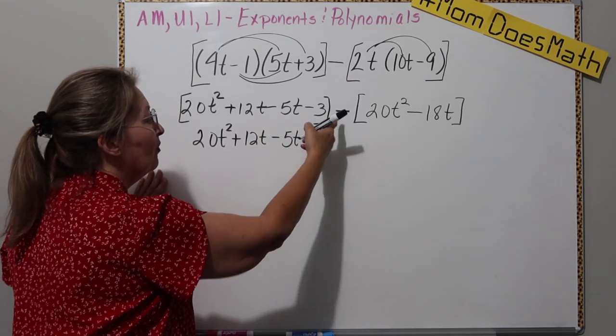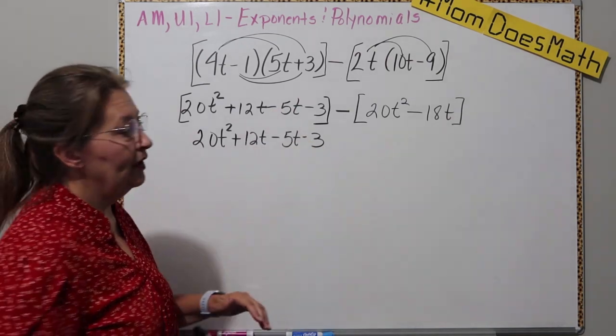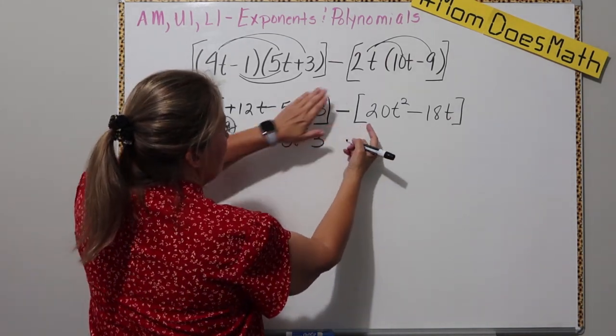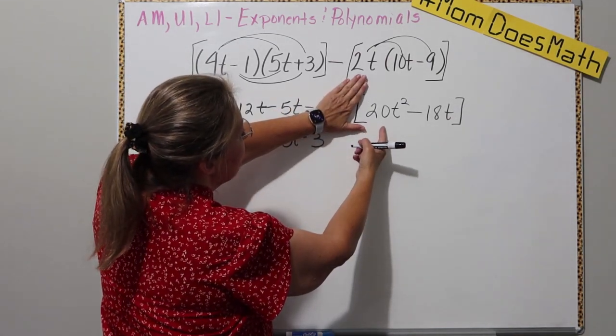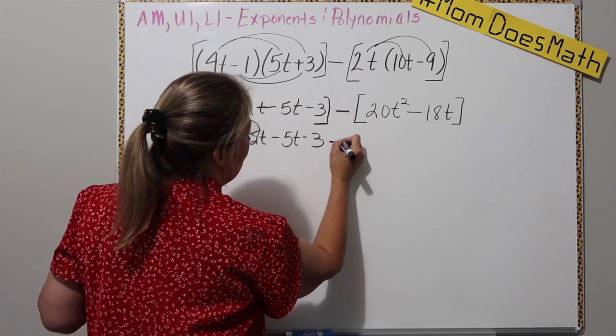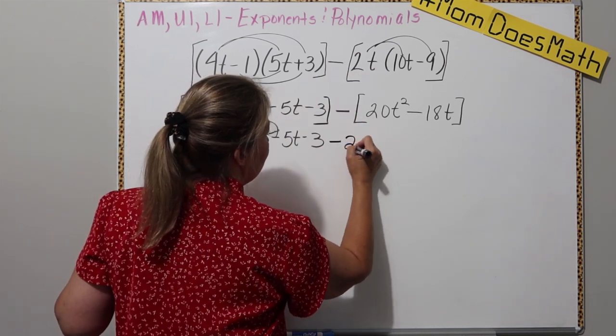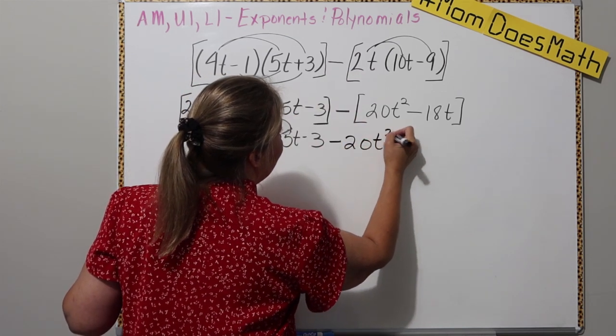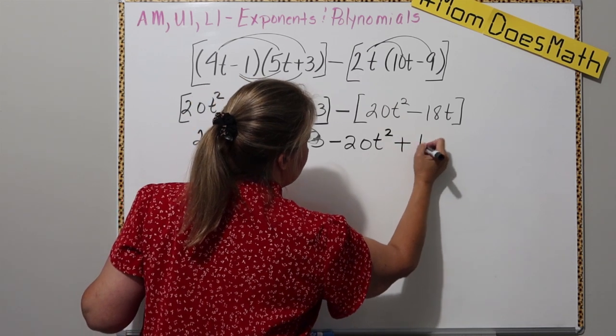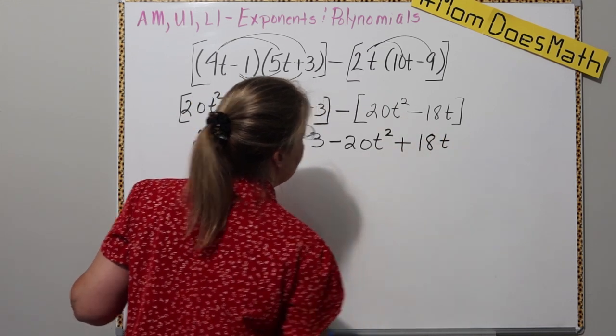Now here, I'm multiplying by negative 1. So everything changes. At this point, this 20 is positive, so the minus is going to make it negative or minus. It is going to change this to a plus.